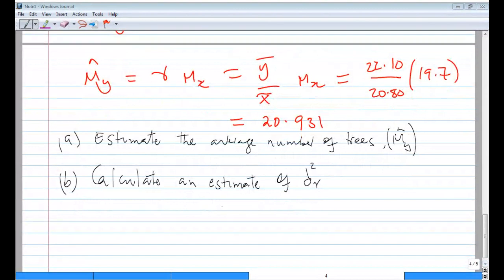So here you can just say calculate an estimate of the population variance under ratio estimation. So that R, you just indicate that we are dealing with the ratio estimation. Even if it's not there, there's no harm. If it's there, there's no harm as well. So how do you estimate the population variance under ratio estimation?